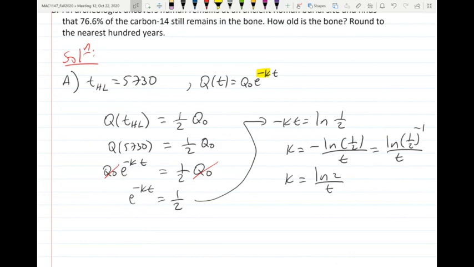All right. So we have k, and this t here should be 5730.